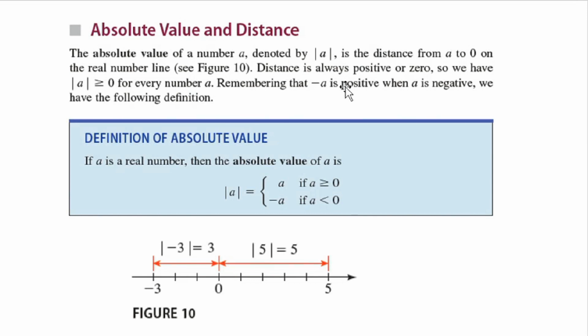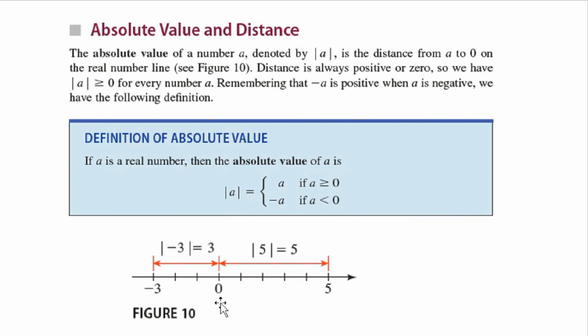So we have the absolute value of A is greater than or equal to 0 for every number A, remembering that negative A is positive when A is negative. We have the following definition. If A is a real number, then the absolute value of A is A if A is greater than or equal to 0. The absolute value of A is equal to negative A if A is less than 0. So these are my illustrations.